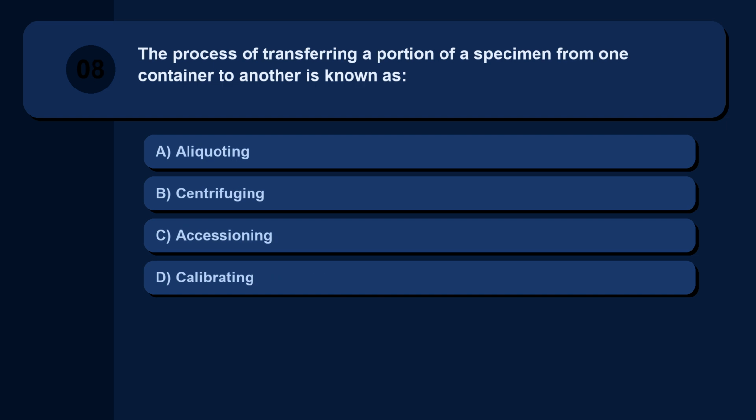Question 8. The process of transferring a portion of a specimen from one container to another is known as aliquoting, centrifuging, accessioning, calibrating. Aliquoting refers to dividing a sample into smaller portions for multiple tests, ensuring efficiency and sample integrity.